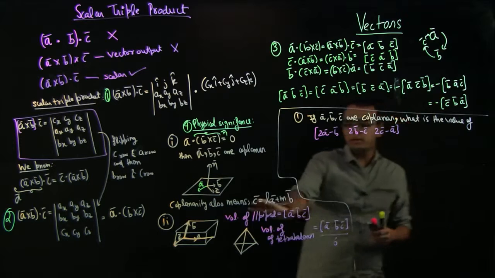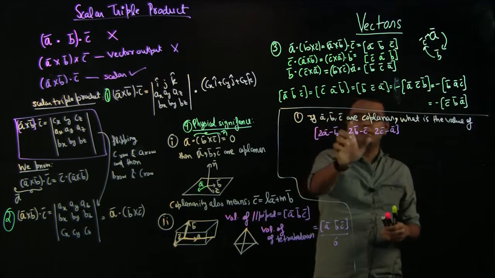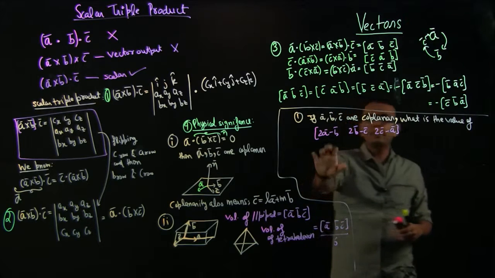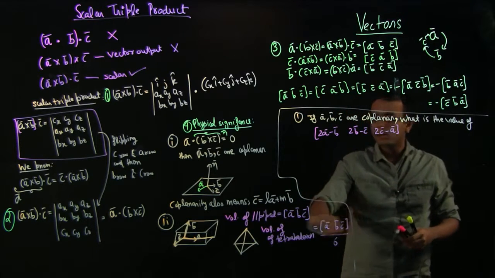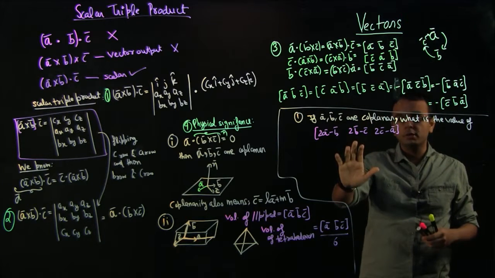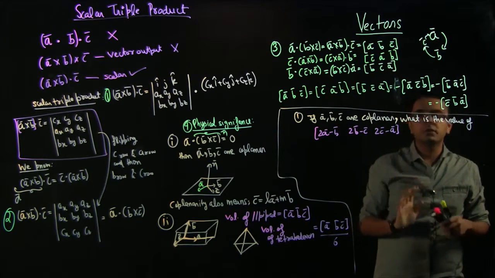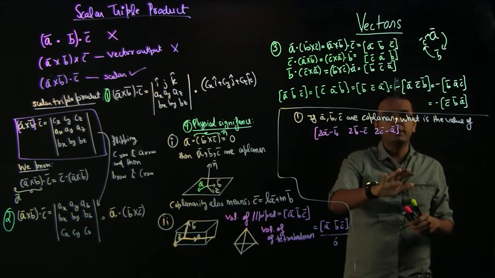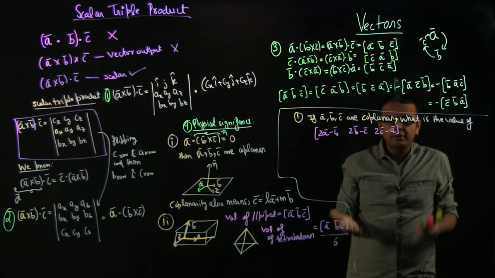So for instance, if C is LA plus MB, because A, B, C are coplanar, then 2A minus B is a linear combination of A and B. 2B minus C, because C is LA plus MB, is also a linear combination of A and B, and 2C minus A is also a linear combination of A and B. So even all these three vectors are just linear combinations of A and B. That means that they are in the same plane.